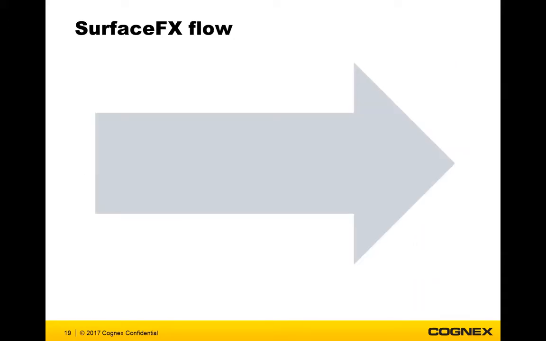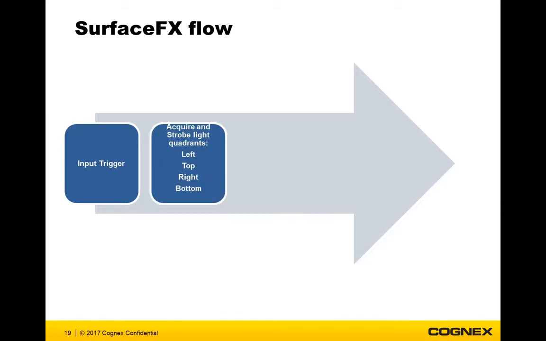So let's take a look at that flow of SurfaceFX. It all starts with an input trigger. Now this input trigger would be from a photo eye on the line. It could be from the PLC, but basically this is your start. This is, okay, start acquiring those 4 images that I want. And that's where your light and control comes in.